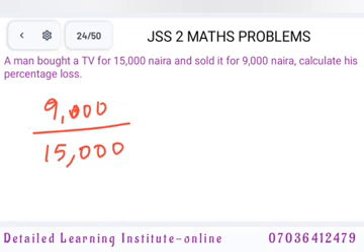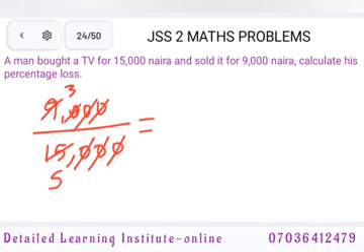At the end of the day, what are we going to get? We are going to get a particular value. Now that value we will get, we are not going to have a percentage sign attached to the value yet. Okay, so first of all, let us do the calculation. 0 cancels 0, 0 cancels 0, 0 cancels 0, and 3 can go into 9 to give us 3. 3 can go into 15 to give us 5. So we are going to have 3 over 5.